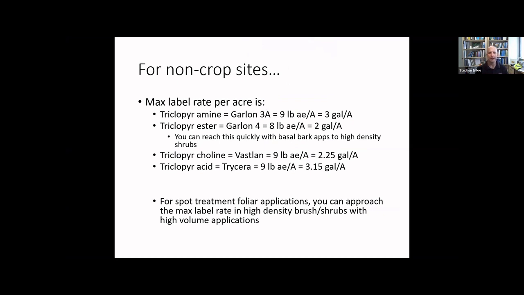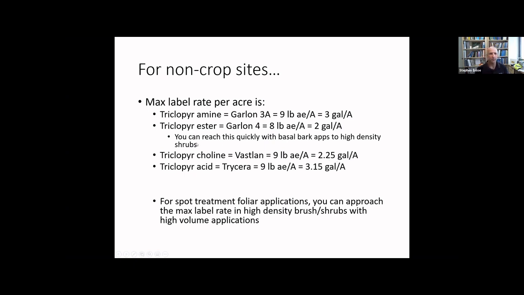So when we talk about, I mentioned this label use rate issue, and this is really important because when we look at maximum labeled use rates here, you can see triclopyr amine, that's the Garlon 3A, 3 gallons per acre, the ester 2 gallons, the choline now is at 2.25 gallons per acre, and the acid is at 3.15 gallons per acre. So the old rules of the 3.2 don't apply to these. You can see that they vary.